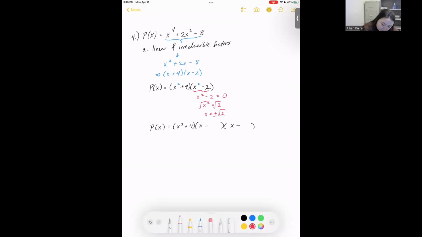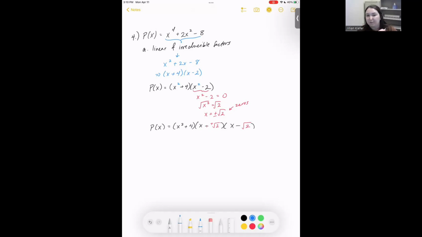We found 2 zeros, so we're going to plug those in. x minus negative square root of 2, so those will be positives, plus. And x minus the square root of 2. So there we have it.